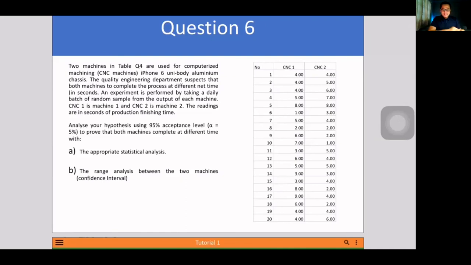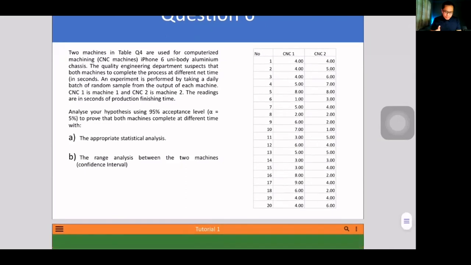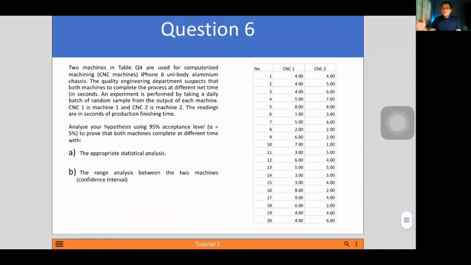So this is a t-test, okay? And then find the range between the two machines. So I will use a bracket, the confidence interval. However, in the exam, I will not write any clue. Maybe the question, find the range of difference between the two machines. So any difference. So in the exam, you have to know that is your confidence interval. Okay, so let's go to the answer.